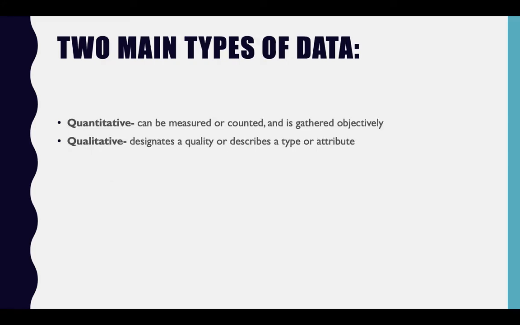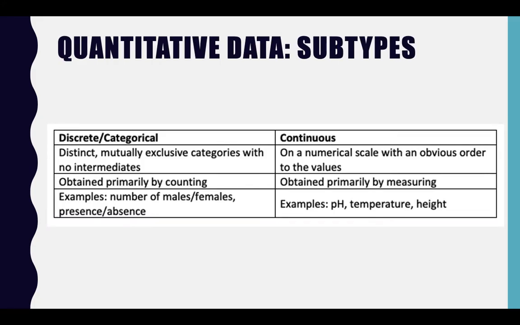Alright, so there's 2 main types of data. There's quantitative, which is data that can be measured or counted, and it's gathered objectively. And then there's qualitative, which designates quality, or describes a type or attribute. Of course, there's a lot of subtypes to the various things that we'll talk about in this presentation, so here we go with these. Quantitative data has 2 subtypes, so there's discrete and continuous.